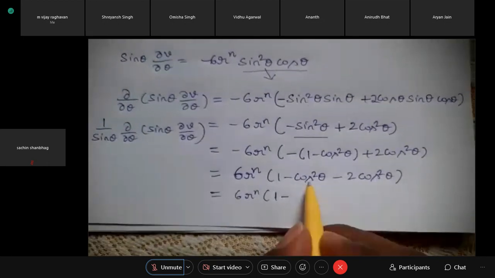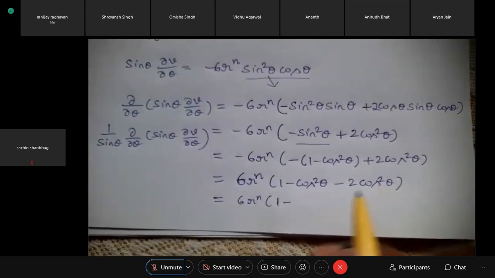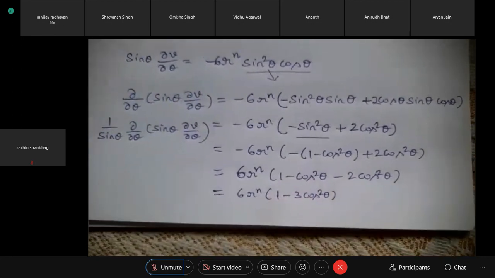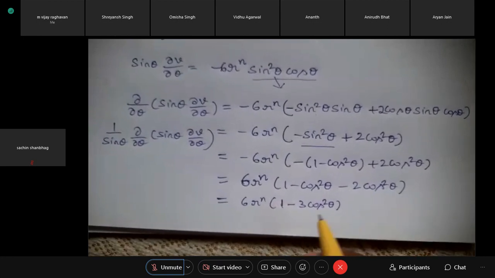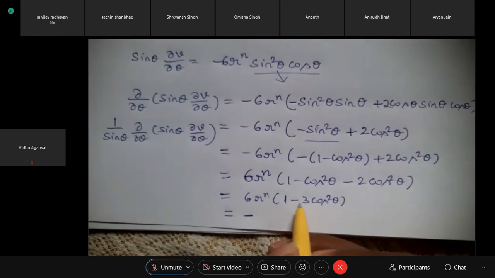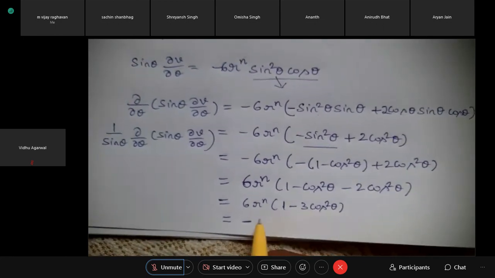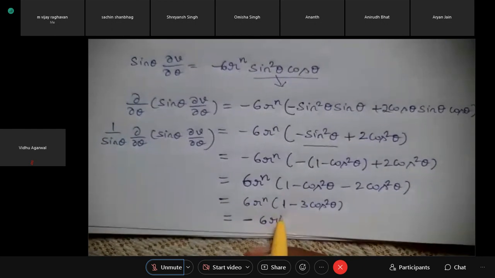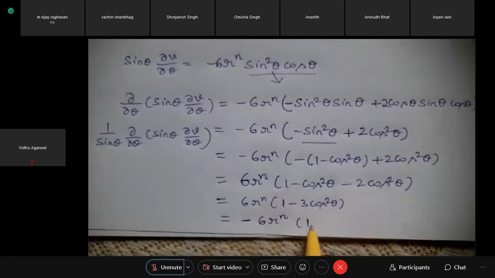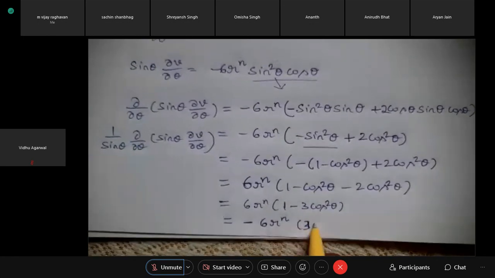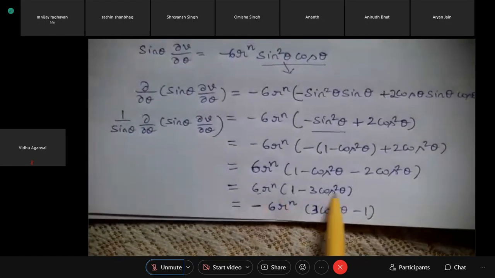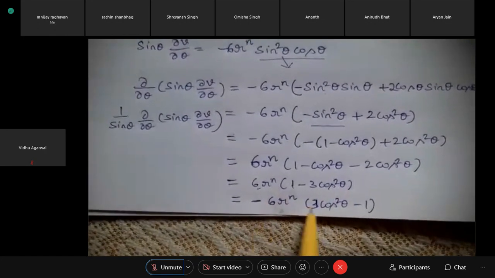You have a cos square theta and 2 cos square theta again with negative sign. Can we say it is 3 cos square theta with negative sign? Yes, sir. If I remove a negative sign common from this, I will tell you why I am removing it. It becomes minus 6r to the power of n, and instead of that 1, first I will get 3 cos square theta minus 1. Am I correct? Can we write this 6r power n times 1 minus 3 cos square theta as minus 6r power n times 3 cos square theta minus 1?